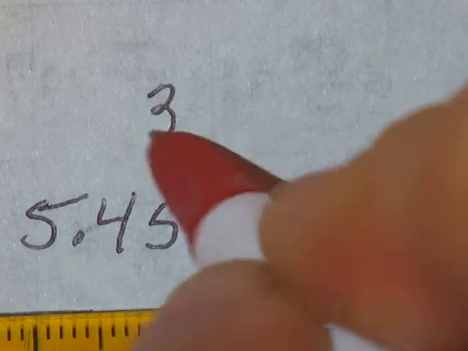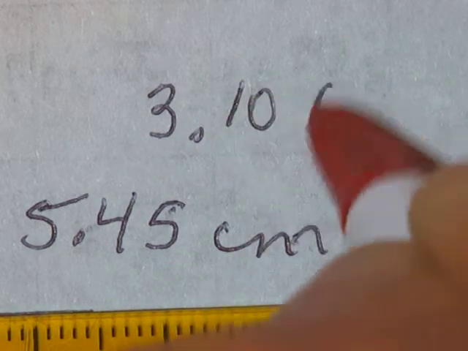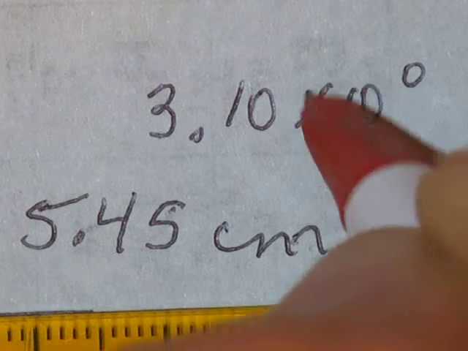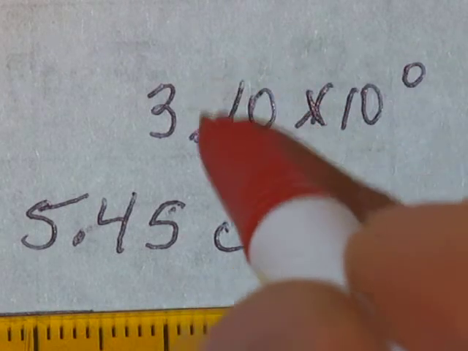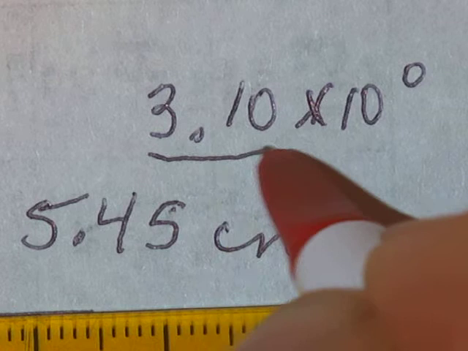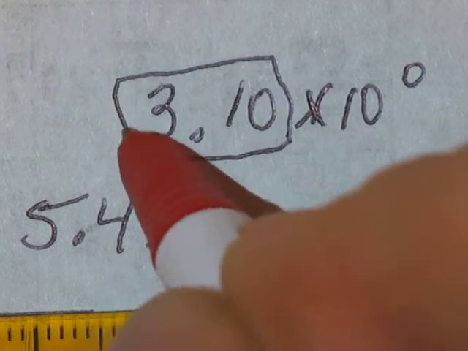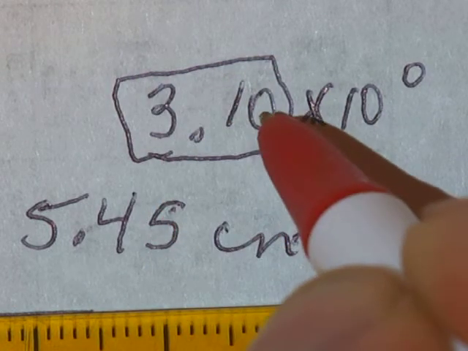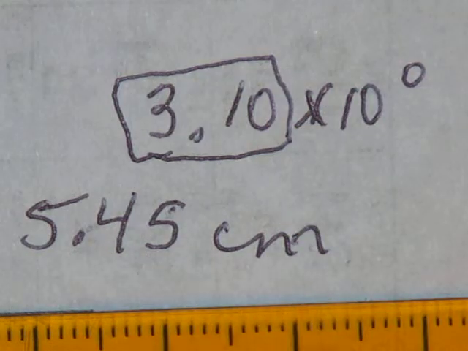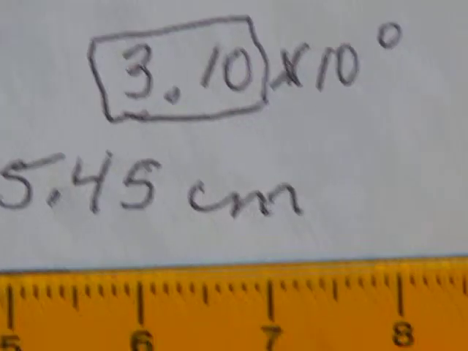But this one should be written 3.10 times 10 to the 0 power. And that's kind of a cumbersome way of writing it, but we really should, so that we know that all three of these numbers really are significant, right? That 0 is one that I measured or estimated. I know that that should be 0, but since it's on the end, it gets kind of weird.